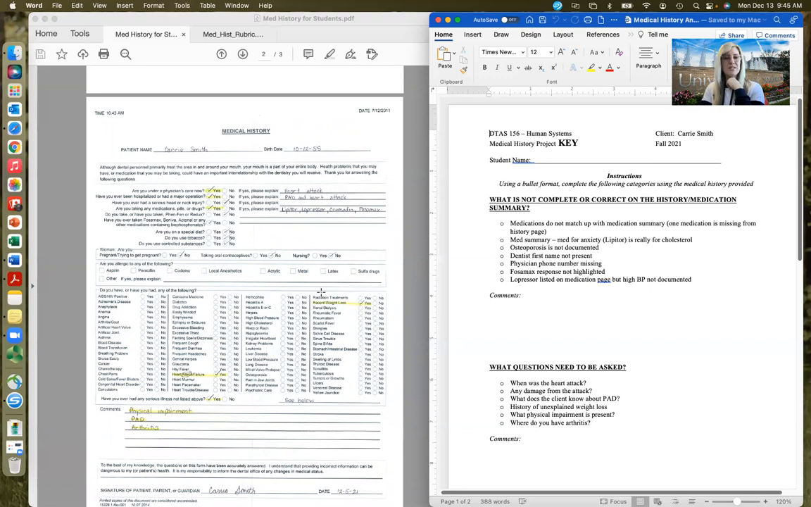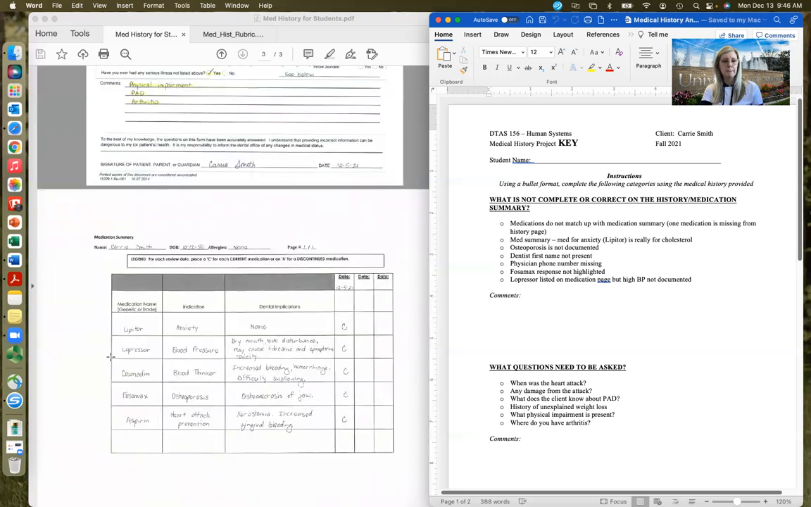Also, and some of you got this correct, and I'm so impressed with you. On the med summary, the medication for anxiety, so Lipitor, the indication was listed as anxiety. That's not correct. Lipitor is actually for cholesterol, not for anxiety.